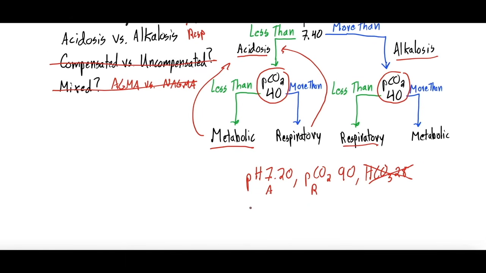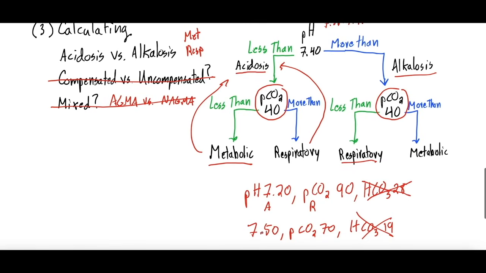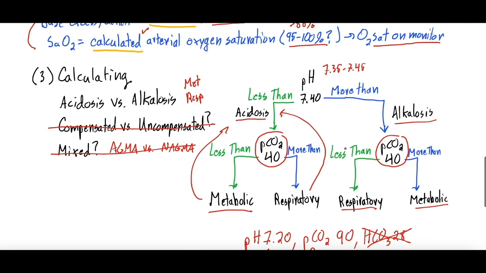Contrarily, let's say your pH is 7.50 and your PCO2 is 70, and your bicarb in this instance will be, I don't know, 19. Again, we're not looking at bicarb to determine these. Your pH is more than 7.4 at 7.50. Your PCO2 is more than 40, so it's a primary metabolic alkalosis, right? So it is an alkalosis, and it is metabolic. Does that make sense? We're going to go into this in much more detail in future videos, so subscribe and follow along if you're interested. We just wanted to do an introduction to metabolic versus respiratory acidosis versus alkalosis.